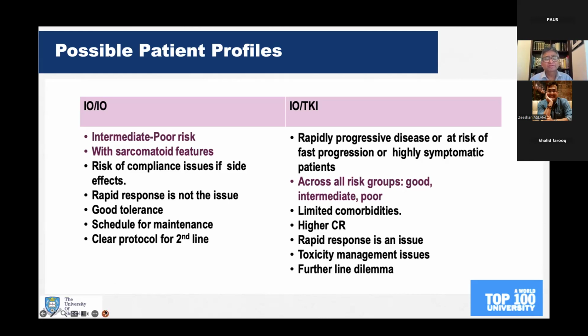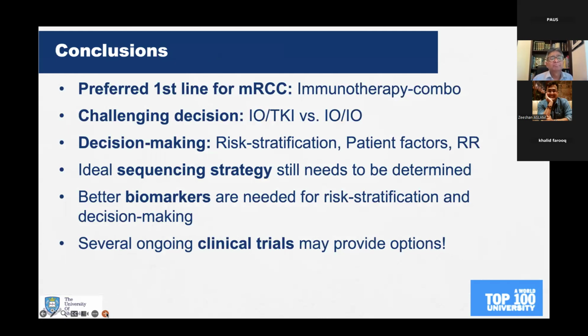So those are the key factors that I wanted to really touch base with you. But the important thing is that, for the preferred first line immunotherapy combo, the challenging decisions are between IO-TKI versus IO, risk stratification, patient factors, response rates, and ideal sequencing strategy still needs to be determined. And I think biomarkers are going to be the key, which are important for risk stratification and decision making. That will be very important in the adjuvant setting as well.